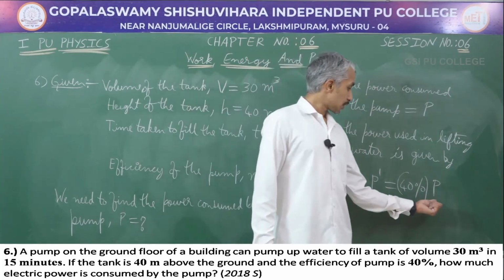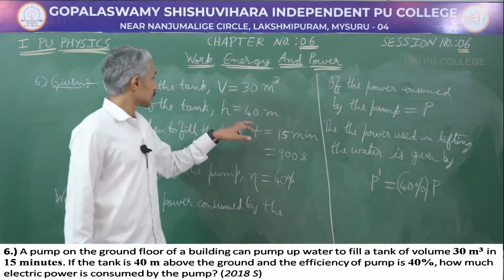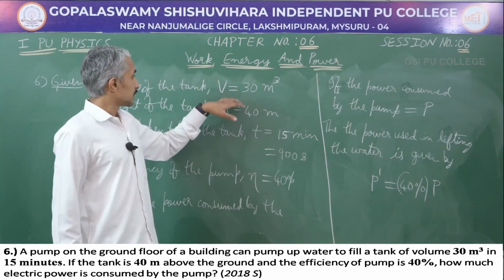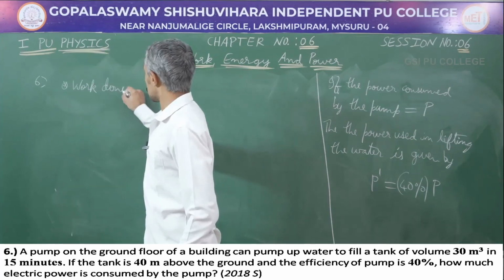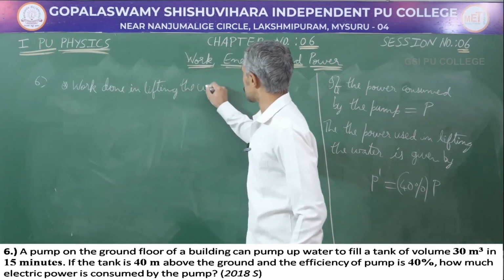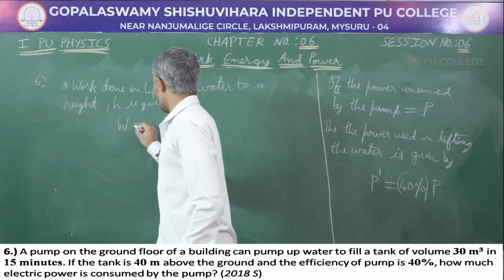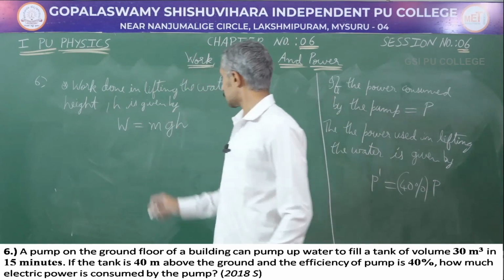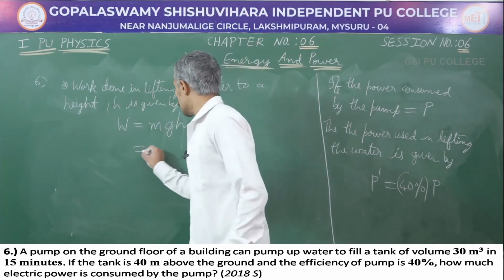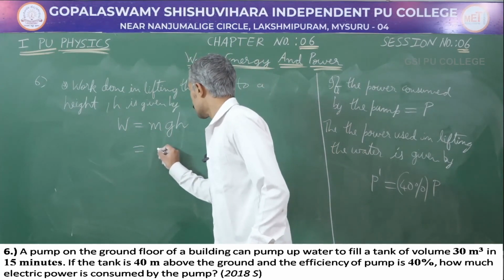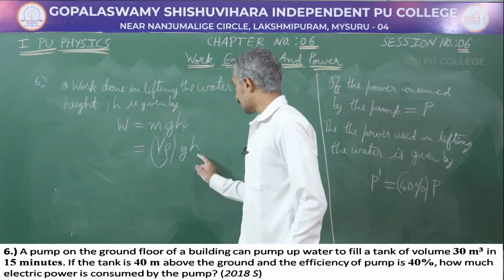So we will first calculate the power which is being made use of to lift the water to fill the tank of 30 meter cube. So let us calculate. Work done in lifting the water to a height h is given by mgh: mass of the water which has been taken up, into acceleration due to gravity, into height h. The mass of the water is given by volume into density of water, so the work done is volume into density into acceleration due to gravity into height h.